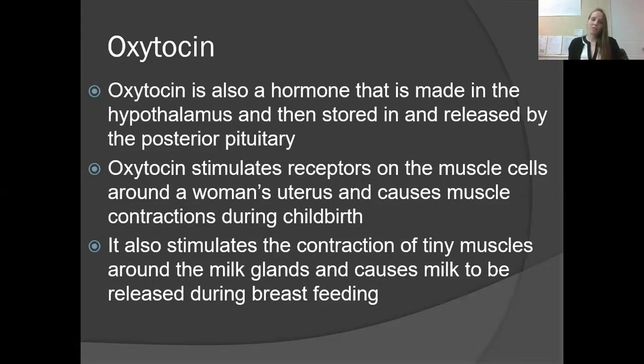Okay, then we get to oxytocin. This is also a hormone made in the hypothalamus, stored in the posterior pituitary. Oxytocin then goes on to muscle cells, both in the uterus and around the milk glands in the breasts, and it causes those muscles to contract. That's what causes uterine contractions during childbirth, and also helps with lactation.